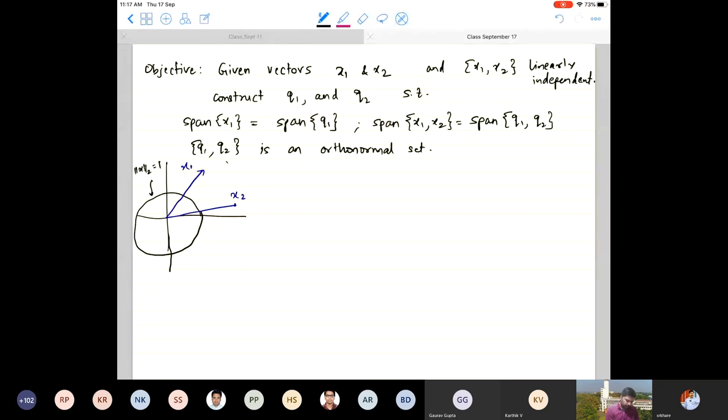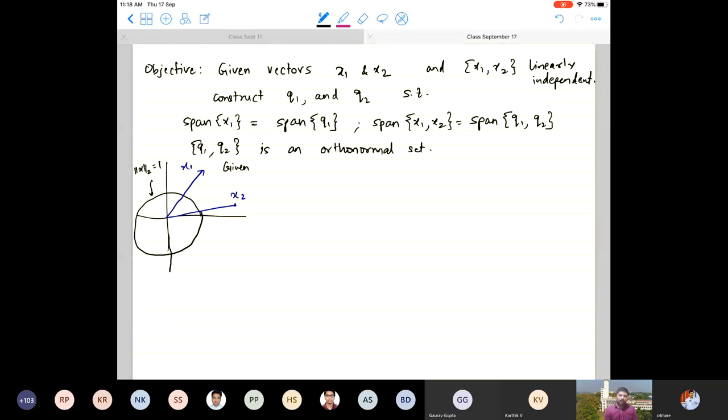So this is given. What I want to do is construct q1 and q2. So what is the first objective in q1? q1 should be such that the span of q1 and x1 is the same. Clearly, if the spans are the same, you want q1 in the same direction as x1. Then the span of q1 is the same as the span of x1. So in principle, the q1 vector is the same as the x1 vector. But what is the additional thing that we require? The additional thing is that q1, q2 is an orthonormal set.